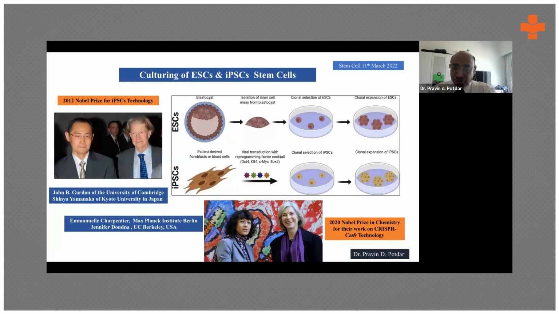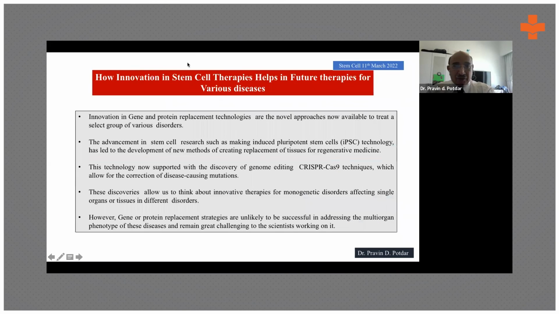And I was doing all these trials in my laboratory, and that's why most of the work was done very positively. Okay. So how does innovation in stem cell therapy help in future therapies of various diseases? These are common questions I have put in here. Innovation in gene and protein replacement technology offers novel approaches now available to treat a selected group of disorders. There is a mutation, or some deformity or degradation of a protein, or an improper protein signaling pathway. If you correct it, that can be done better in cells grown in cultures.